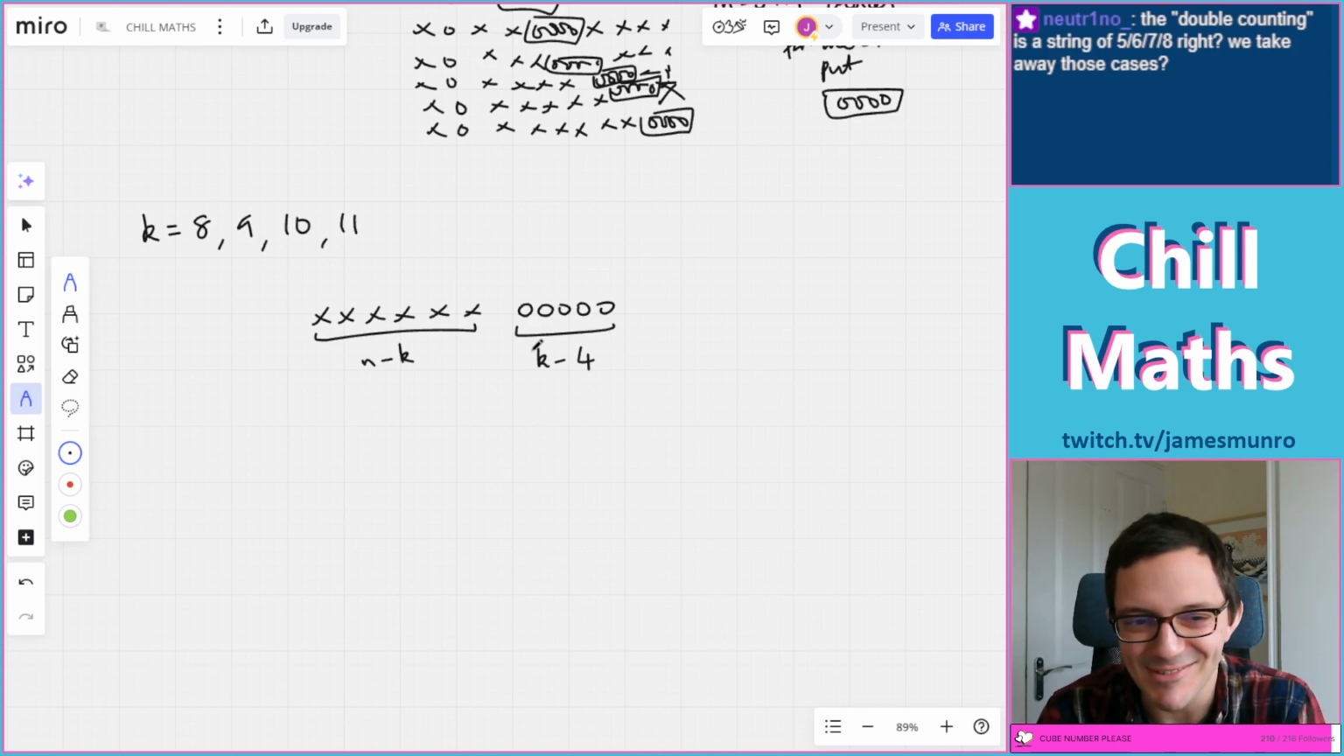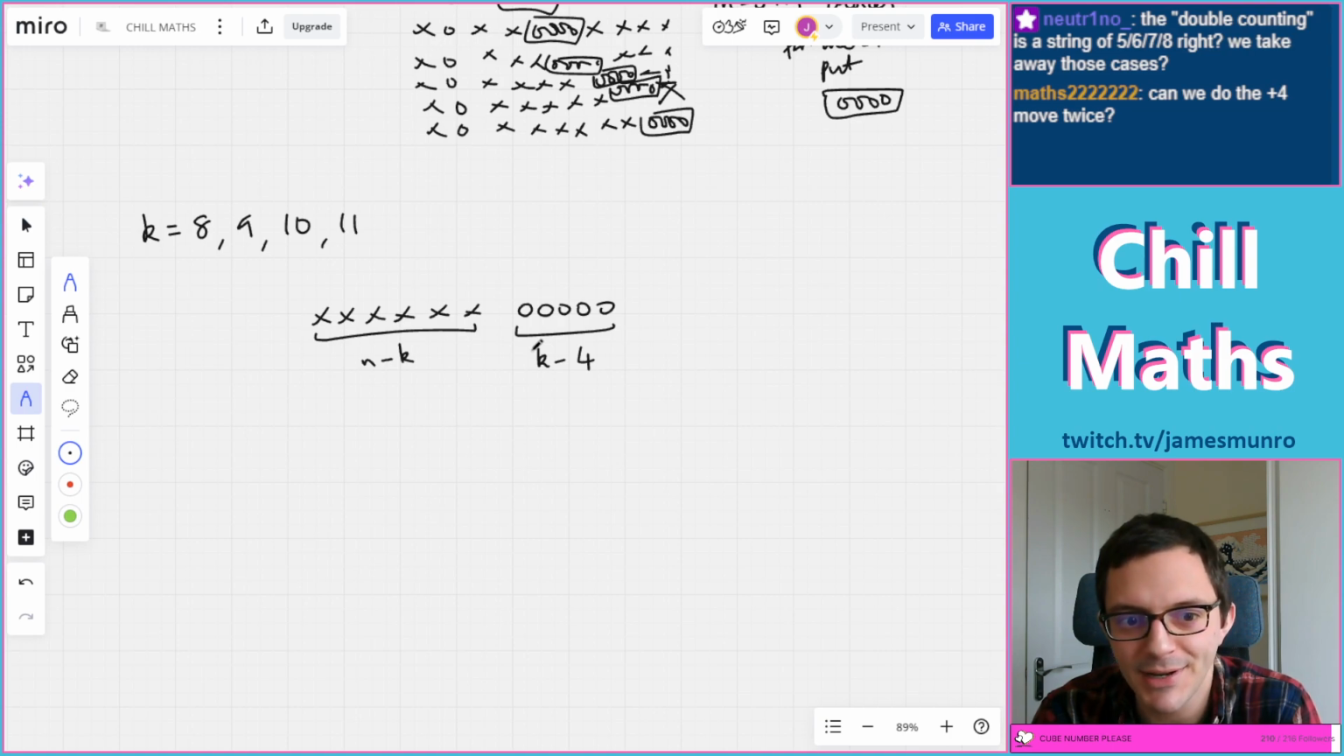Which was a really hard problem that I feel like we've come up with 3 different ways of thinking about. One of them didn't work, and 2 of them maybe have. Yeah, we're gonna think about what doing the +4 move twice would be like.